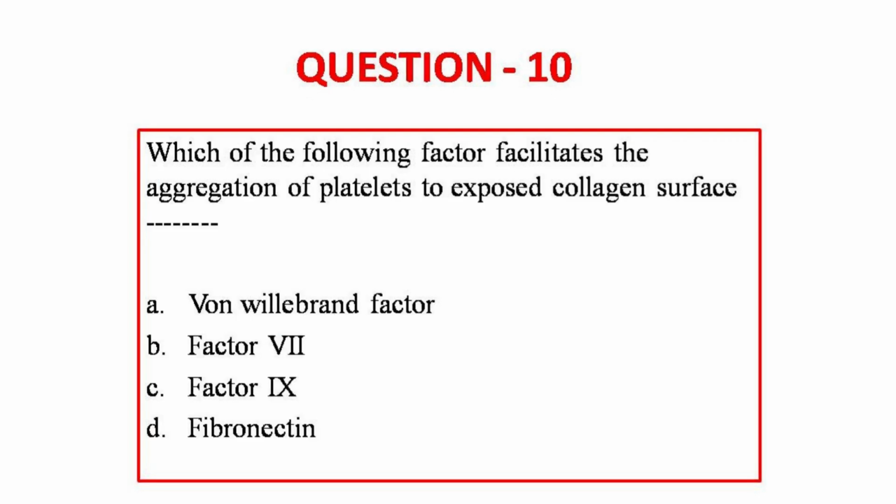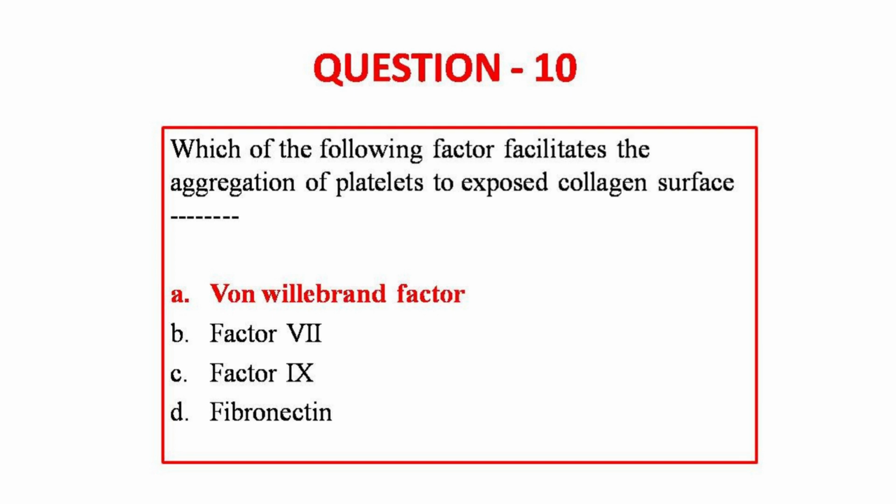So question number 10. Which of the following factors facilitates the aggregation of platelets to exposed collagen surface? They've given 4 options: von Willebrand factor, factor 7, factor 9, and fibronectin. So the answer to this question is von Willebrand factor. As we all know, it plays a very major role. Factor 7 is also called proconvertin. It plays a major role in blood clotting. And factor 9 is the Christmas factor. As we all know, the deficiency causes hemophilia B.